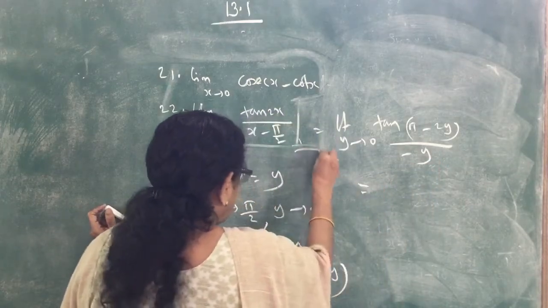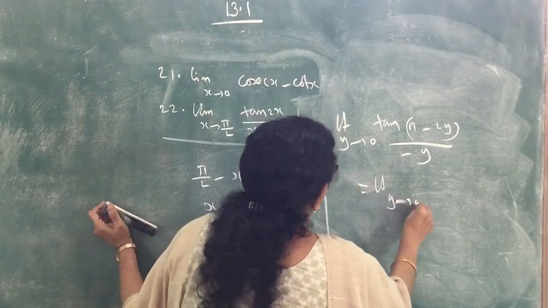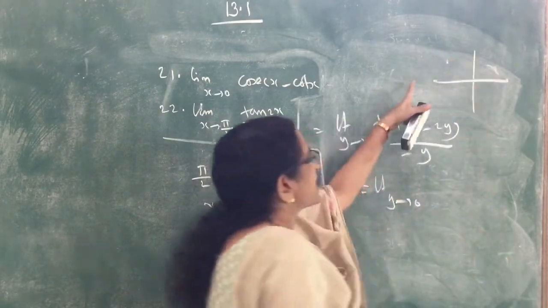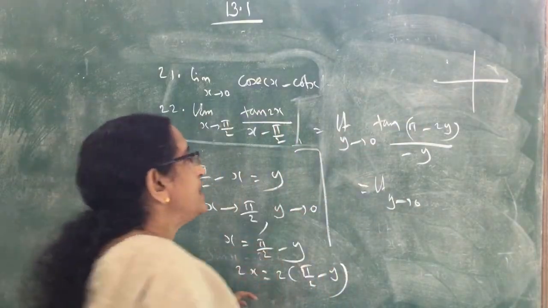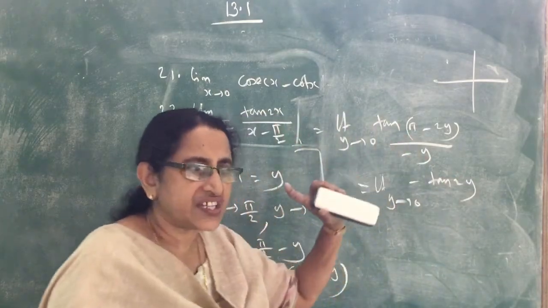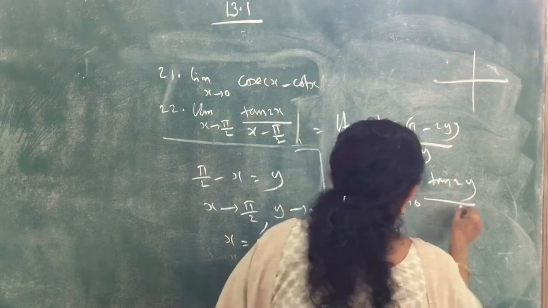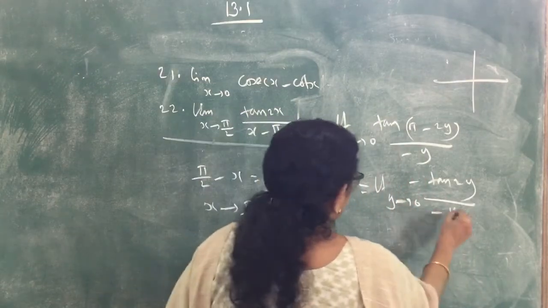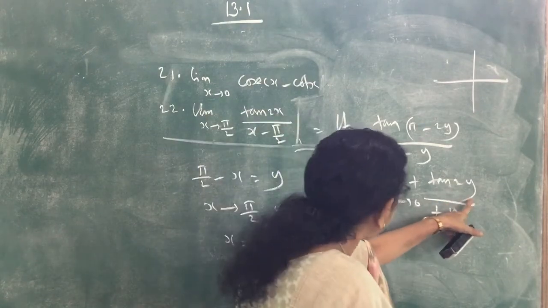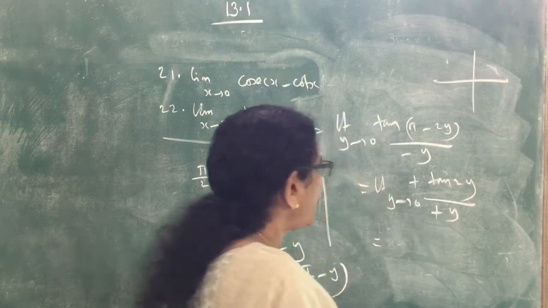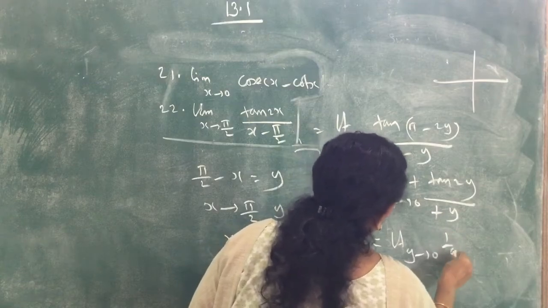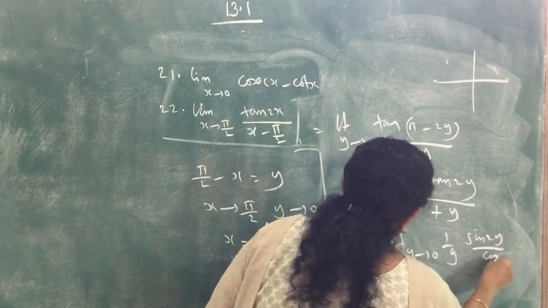So that is equal to limit y tends to 0 of tan pi minus theta. See the quadrant here. Pi minus means second quadrant, sine positive, tan negative. So tan pi minus 2y is minus tan 2y. Since it is pi, there is no change in the trigonometric function. So minus tan 2y divided by minus y. Now minus minus cancel. So we have tan 2y divided by y, which we write as limit y tends to 0 of 1 by y into sin 2y divided by cos 2y.